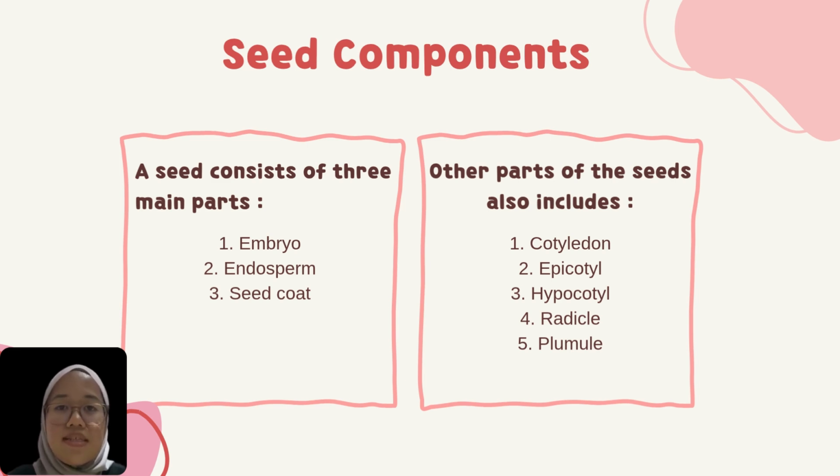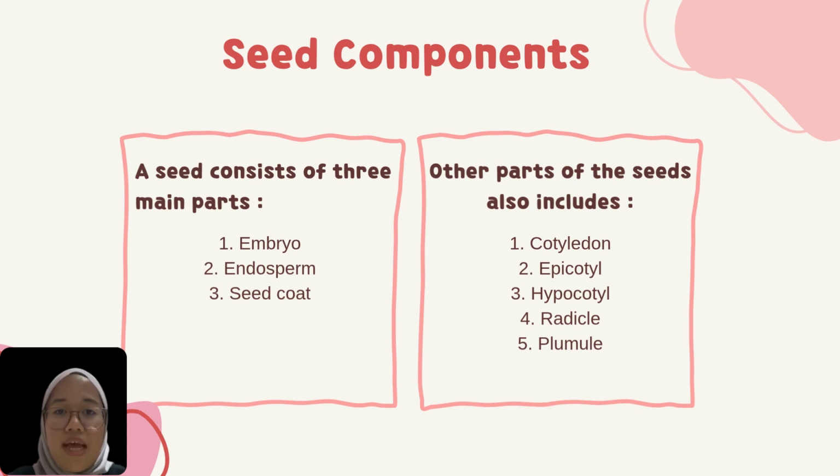Third is the seed coat, the hard outer shell of the seed. It protects the seed from damage, insects and disease. It also keeps water out until the seed is ready to germinate. Next, another important seed part is cotyledons, also called seed leaves.